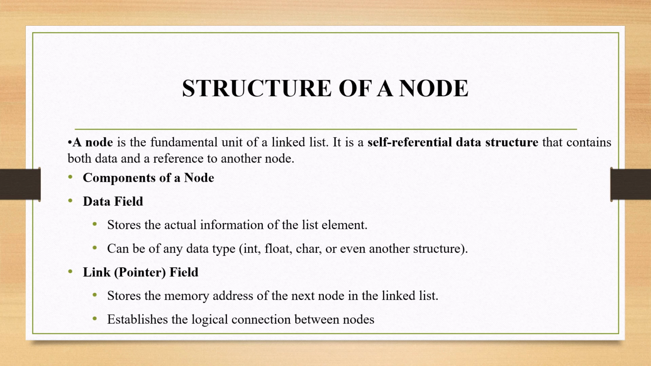In the data field, it stores the actual information of the list element. It can be of any data type, that is int, float, character, or even another structure. The link field, that is the pointer field, stores the memory address of the next node in a linked list. It establishes the logical connections between the nodes.